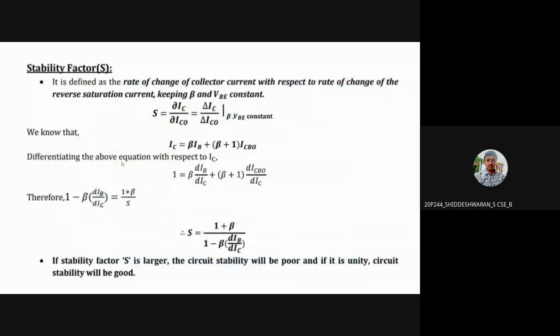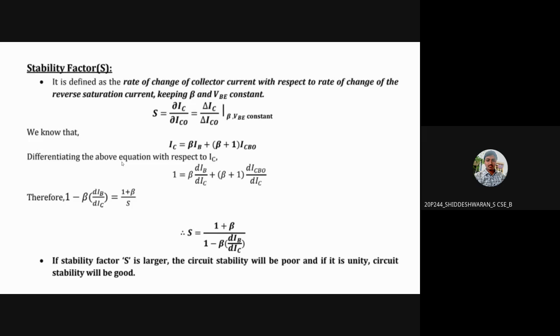Stability factor is defined as the rate of change of collector current with respect to the rate of change of reverse saturation current, keeping beta and VBE, that is current gain and base-emitter voltage, constant. Using this derivation, we conclude the formula of S, the stability factor, is equal to (1 + beta) / (1 - beta dIB/dIC).